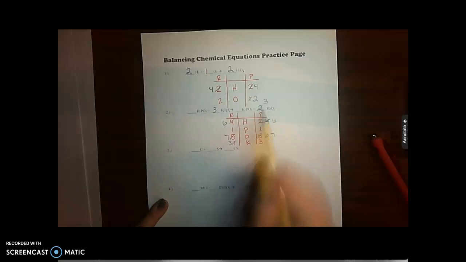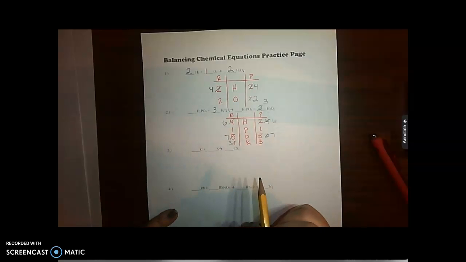So sometimes you have to work backwards and rethink some of the steps that you've already done in order to be able to balance it.